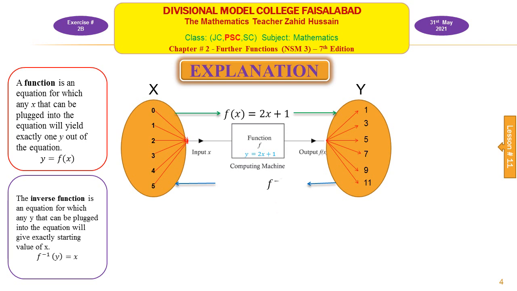And what is that relation called? That is called the inverse of the given function. And in this case, this inverse is x minus 1 over 2. So this is the function in which when we put 11, we get 5. 11 minus 1 is 10, 10 over 2 is 5.